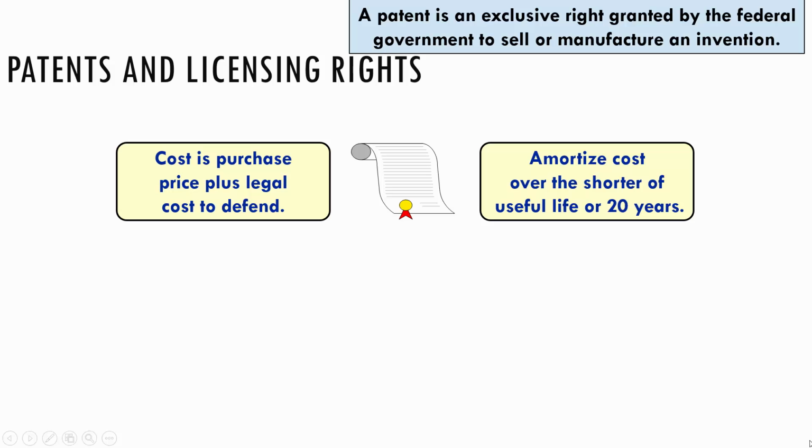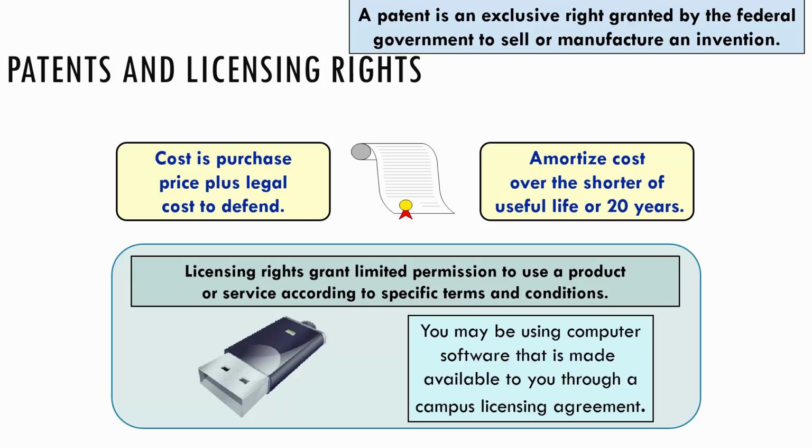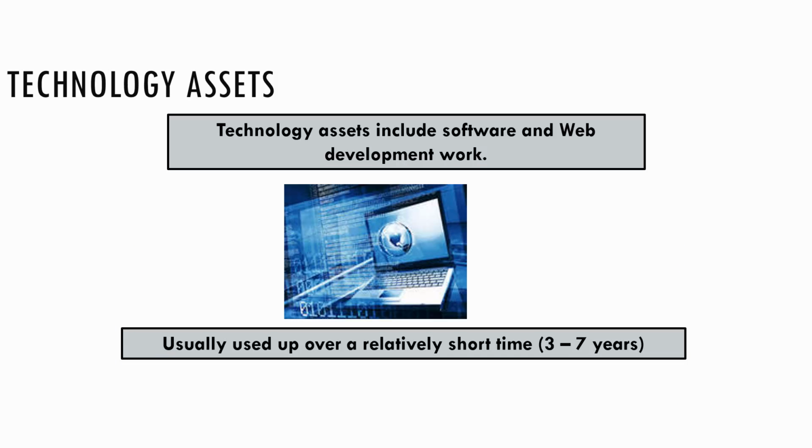A patent is a right to sell or manufacture an invention. And you will take this over useful life, or 20 years is a legal life. So how long do you expect to be able to use it, again, is the question to ask. Computer software is another example. Technology assets. So software.